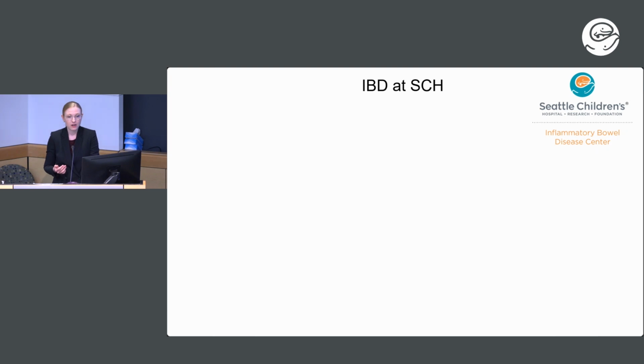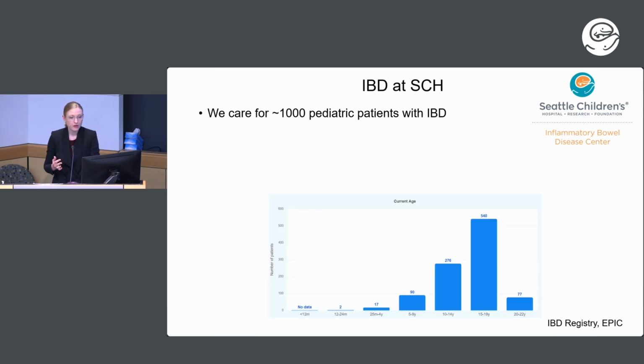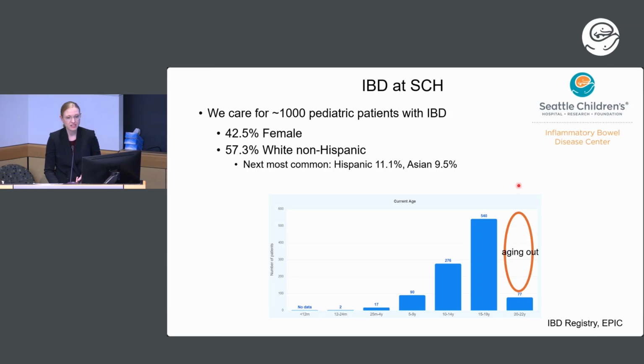So let's take a look at our IBD demographics at our own institution. We care for about 1,000 pediatric patients with IBD. You can see that the bulk of the patients are in their teens. This age 20 to 22 group is lower simply because they're aging out and transferring care. It's not that they're being cured, unfortunately. There is a slight male predominance at our institution, and for race and ethnicity data, most of our patients are white and non-Hispanic.